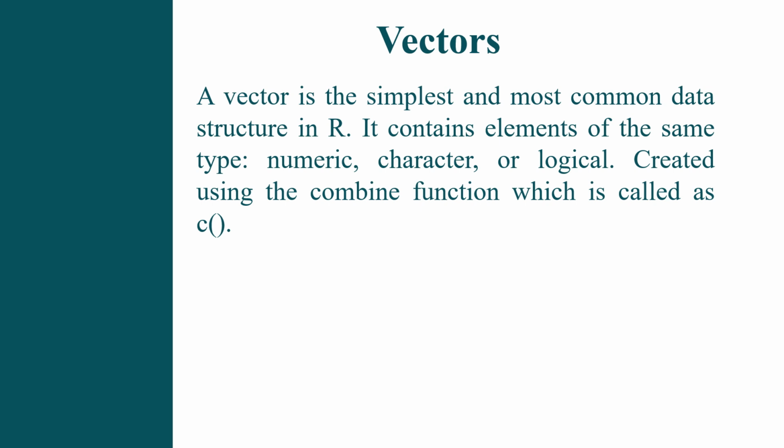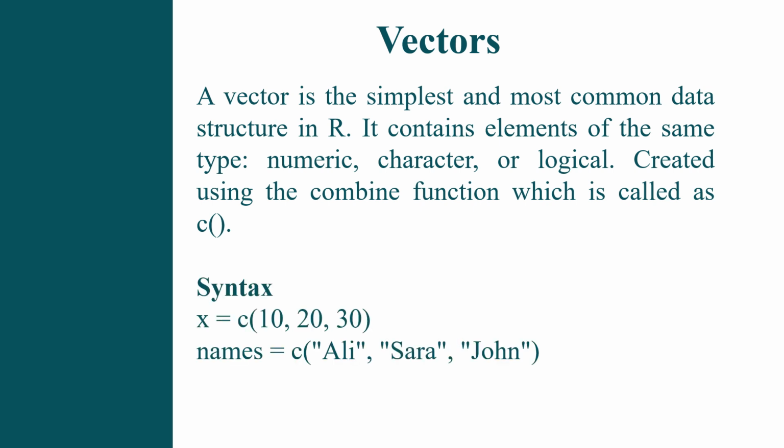For example, here is an example of a vector. Here is one more example with names equal to c and inside quotes text. So this is a string vector, a vector of strings. The first one is a vector of numeric values and the second one is a vector of strings because I am storing text data in it.